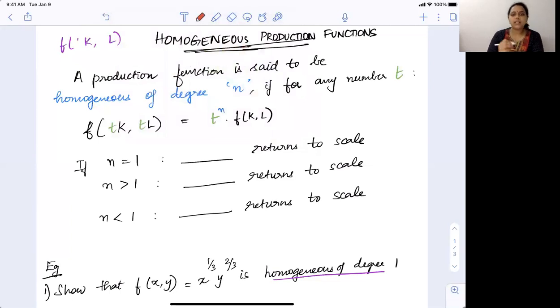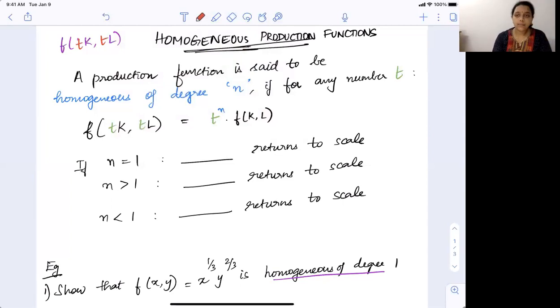Suppose I multiply them by some number t, okay? And I use t times k and t times l as the inputs. And t can be any number. It can be half, which means you're using only half the inputs. It can be 1, which means you're just using the amount of inputs as they are. If t is 2, then you're doubling the inputs. If t is 3, you're tripling. If t is 4, you're quadrupling, and so on. You get the idea.